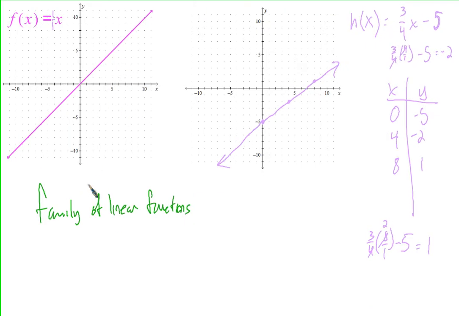And families of functions, families of linear functions. Any function that's a line is part of the family of linear functions, and this is the parent function. Any other function that's a line has the genetic code of this guy here. This one has a slope of 1 and a y-intercept of 0, and if we change the slope and y-intercept, we kind of mess with the DNA a little bit, but ultimately it is a line. It's from that family.